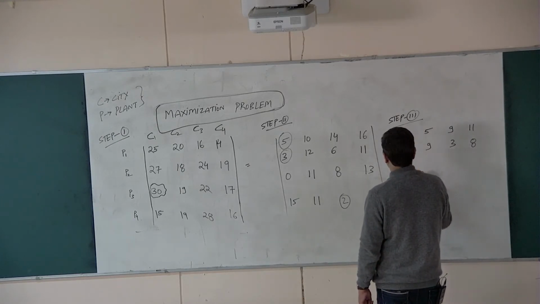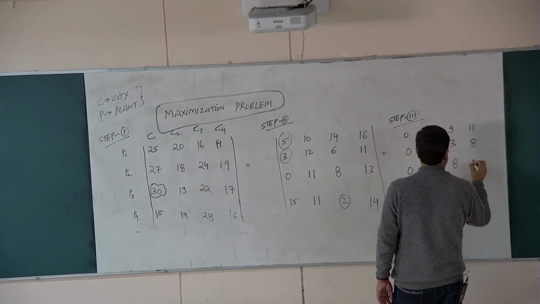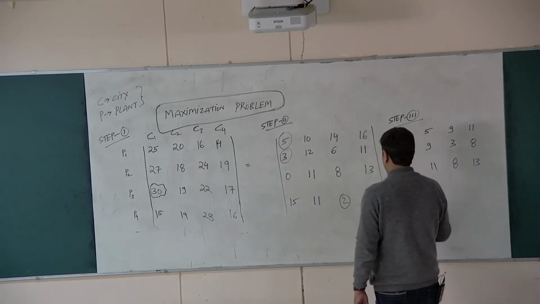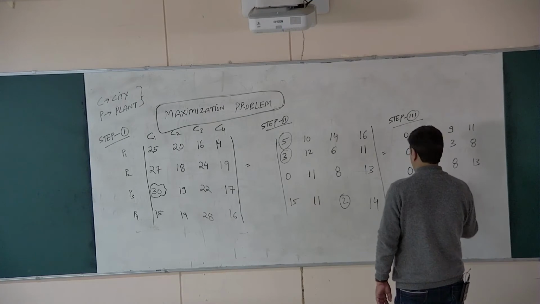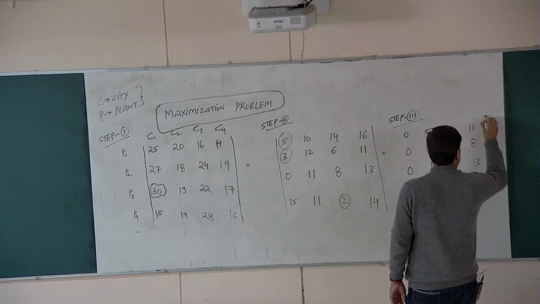So you have 0, 11, sorry, it is already there. 0, 11, 8 and 13. And here 15 minus 2 is 13, 11 minus 2 is 9, 2 minus 2 is 0, 14 minus 2 is 12.